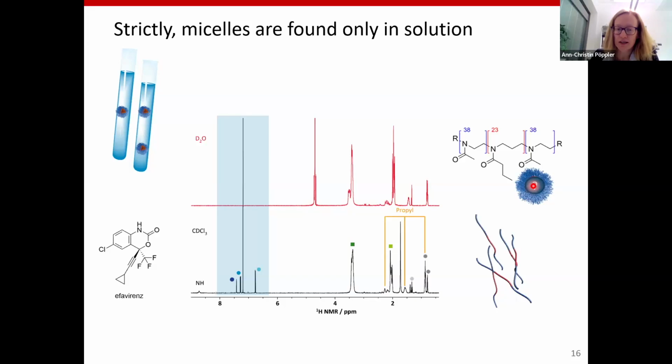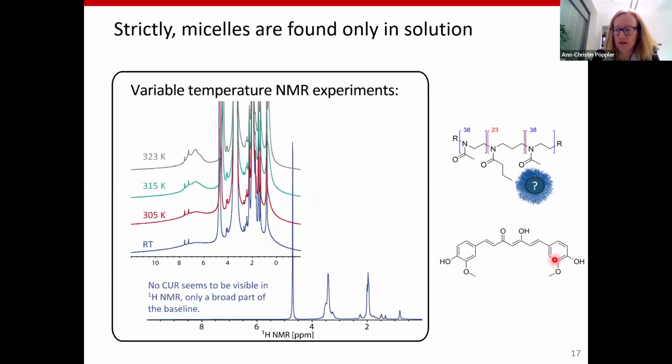And this is not just the case for this one example of a drug molecule, but here's the natural product curcumin, also encapsulated in such a micelle. You see here the equivalent proton spectrum, and if you really zoom in, you can see that there is something in the aromatic region that is incredibly broad.